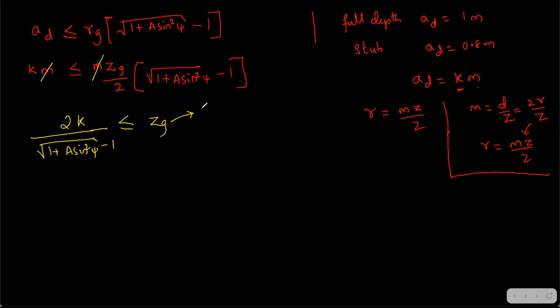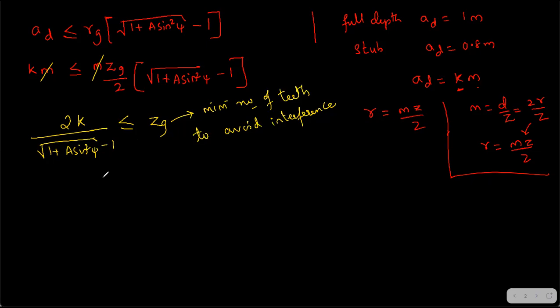Zg is the minimum number of teeth to avoid interference. It means minimum it should be Zg. What does the equation say? Zg should be greater than or equal to this value. So the minimum value is Zg. Above Zg if you are getting, then no problem.